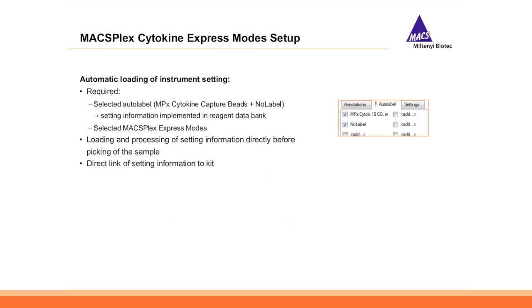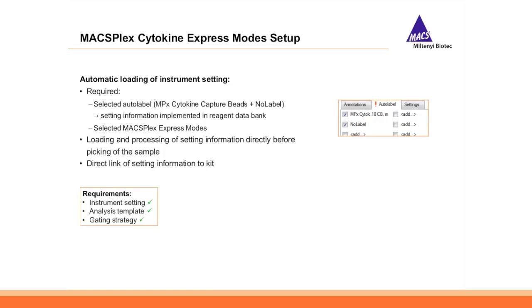Besides providing the bead information, we also have in our new software 2.6 another nice feature using the selected auto label, because in combination with the MACSPlex Express Modes and together with the auto label, the instrument setting is automatically uploaded. So you don't have to care anymore about the instrument setting, because everything is done automatically. The loading and the processing of the setting information, which we have also implemented in this reagent data bank, is done directly before picking of the sample. And it also gives us the possibility to link defined setting information to each kit.